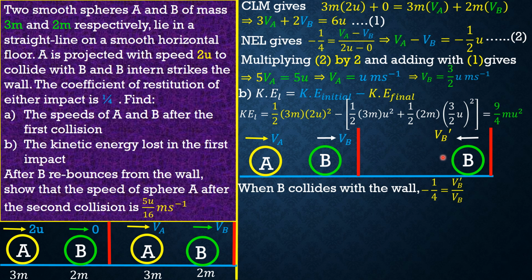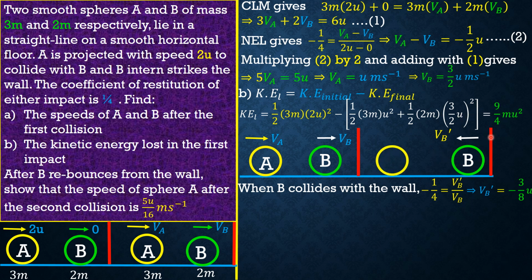We've called that our VB prime over the initial speed, which is the one it was going before it collided with the wall, which is VB. Keep in mind that our VB is what we calculated, right? Our VB is 3/2. And since our VB is 3/2, if we make our VB prime the subject, when we substitute 3/2, we're going to have VB prime to be the same as -3/8u.